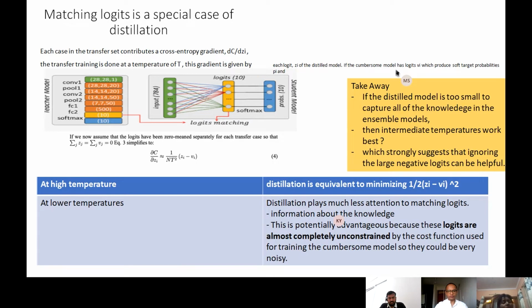At lower temperature, the distillation did not play any big role. It did not give much attention to the matching logits at all. But they might be advantageous, they might be carrying some information, is the assumption. And the experimentation results showed us that. The takeaway is, if the distilled model is too small to capture all of the knowledge, can we use the intermediate temperature? This is a strong suggestion that we ignore the negative logits and take the intermediate temperature. Maybe that would work best.